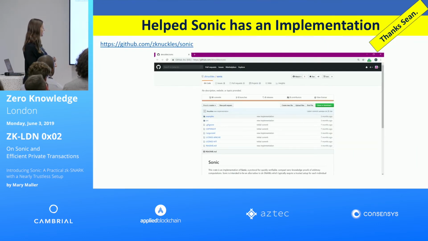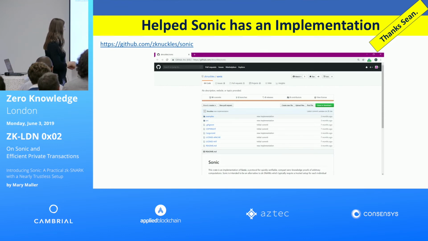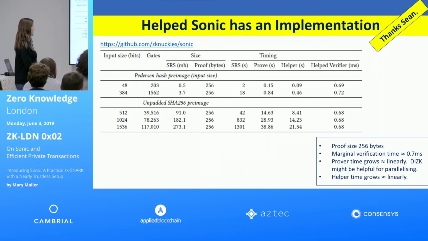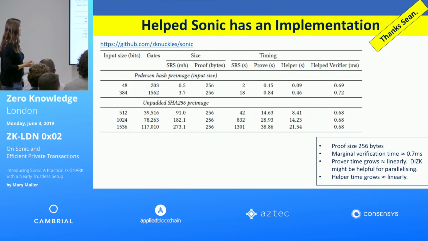So we do have an implementation of this work. I should say here, I'm saying thanks to Sean for the implementation, but he did a lot more than just the implementation. He helped with lots of the crypto as well. And the link to the implementation is on the slides. It was written in Rust. And these are some of the numbers that we got for Pedersen hashes and for SHA pre-images.